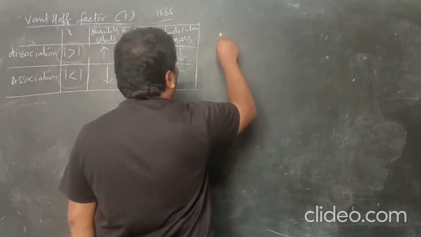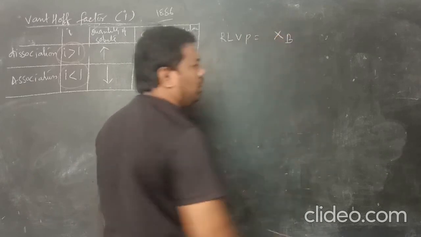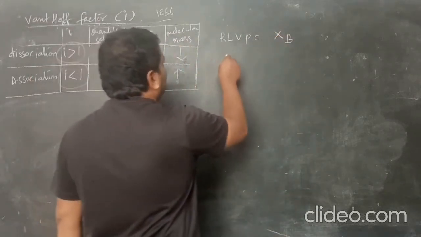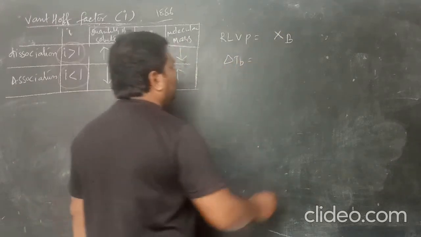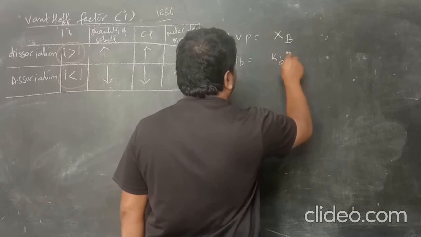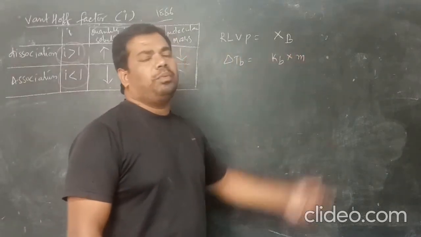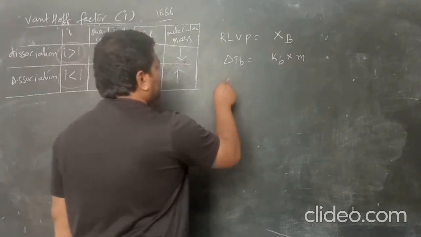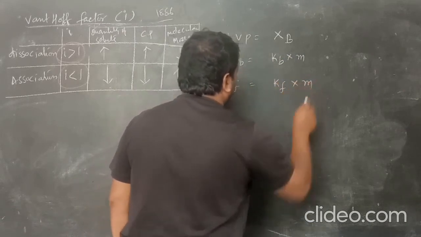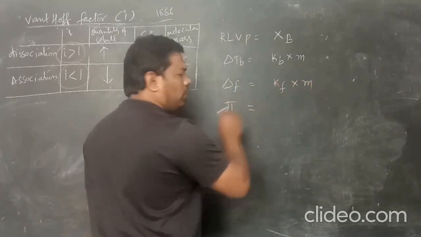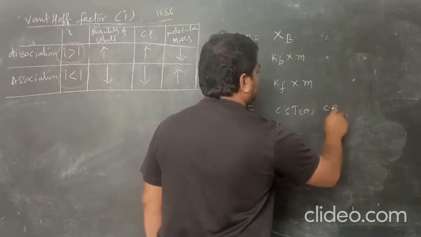So in the case of RLVP, it is equal to the mole fraction of solute, and elevation in boiling point, that is delta Tb is equal to Kb into molality. Clear? So the colligative properties are inversely proportional to the molecular mass. Depression in freezing point is equal to Kf into molality, and pi is the osmotic pressure, which is equal to, we can write, CST or CRT.